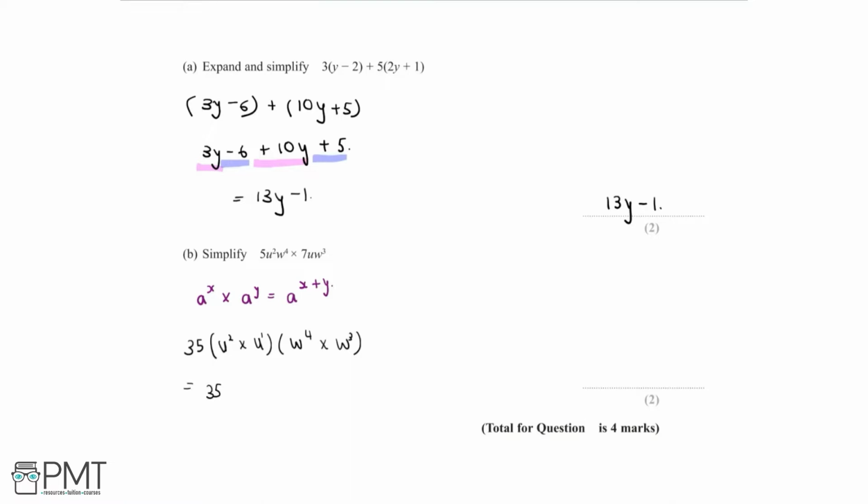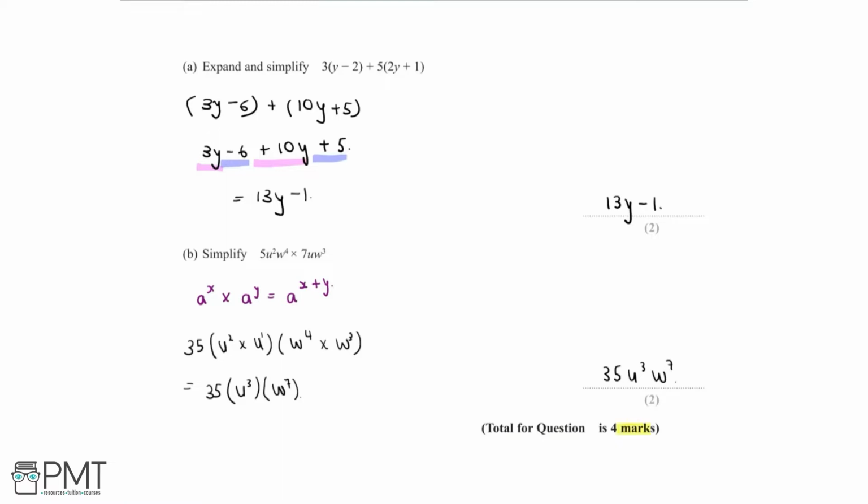We have 35, and then u to the power of 2 multiplied by u to the power of 1 is the same as saying u to the power of 2 plus 1, which is the same as writing u to the power of 3. And then we have w to the power of 4 multiplied by w to the power of 3. Now this is equal to w to the power of 4 plus 3, and so we now have w to the power of 7. And so we can now see that 5u squared w to the power of 4 multiplied by 7u w cubed is equal to 35u to the power of 3 w to the power of 7.